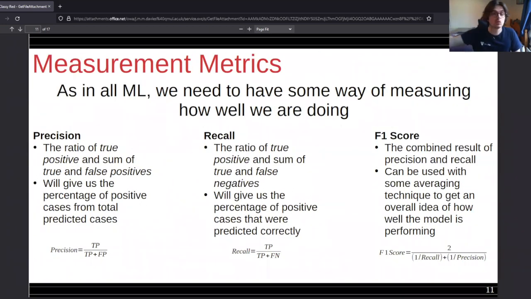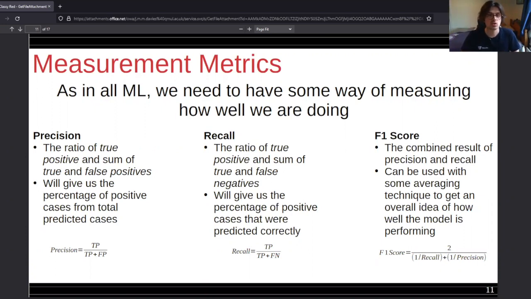Now, as in all of machine learning, we do need to have some kind of way of measuring how well you're doing. In a lot of deep neural networks, and things you've already heard about before, you'll have things like minimum squared error and error analysis based on using gradient descent and things like that. For natural language processing, we can often use precision, recall, and F1 score.